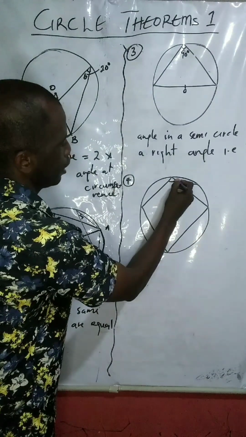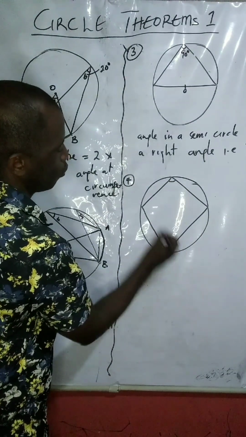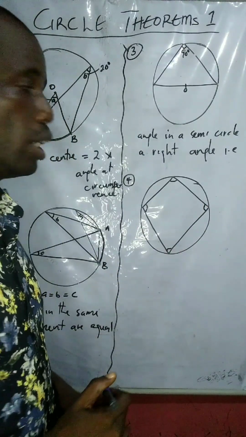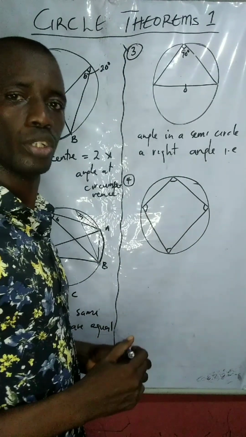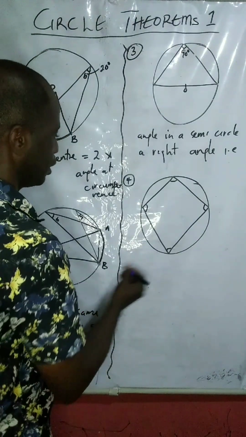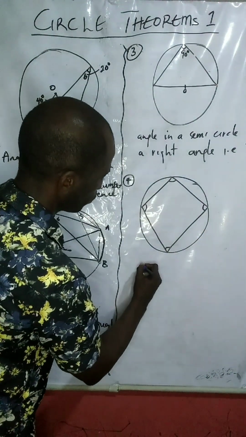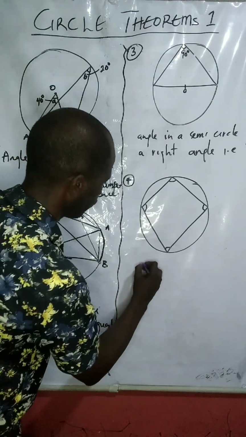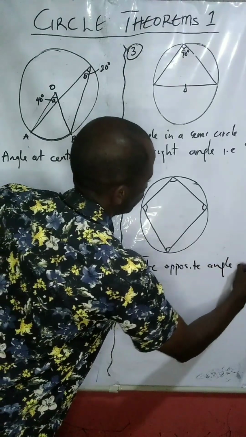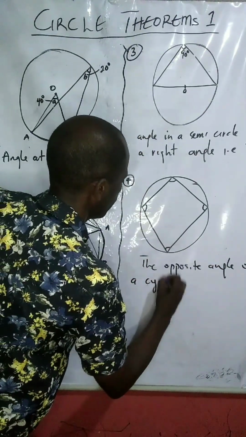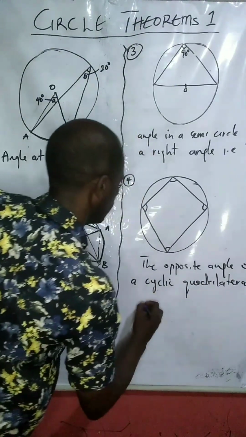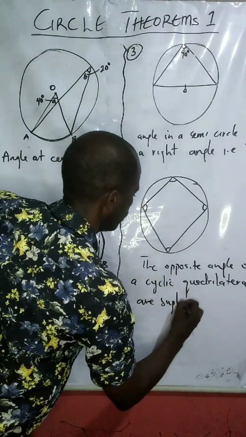It will have opposite angles. This angle will be facing this angle, while this angle will be facing this angle. Now, this one talks about the opposite angles. The theorem says that the two opposite angles are supplementary. So, in a cyclic quadrilateral, the opposite angles are what? Supplementary. That's the fourth theorem. The opposite angles of a cyclic quadrilateral are supplementary.